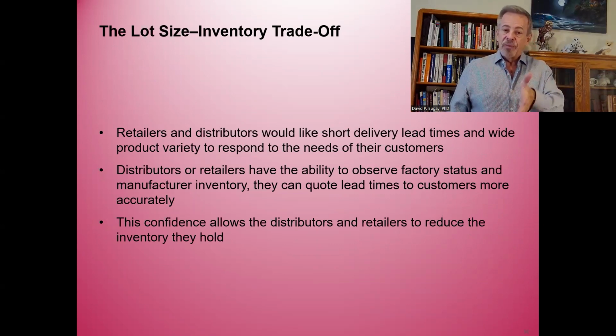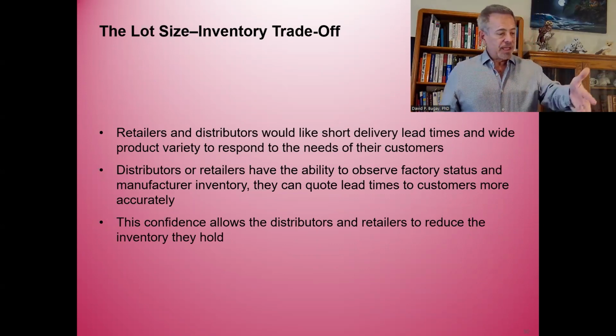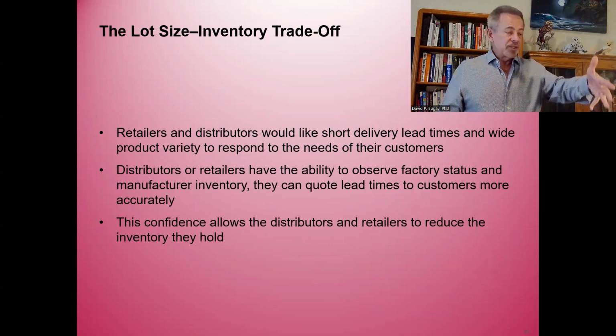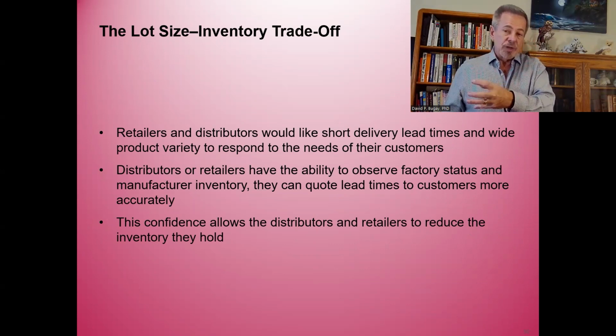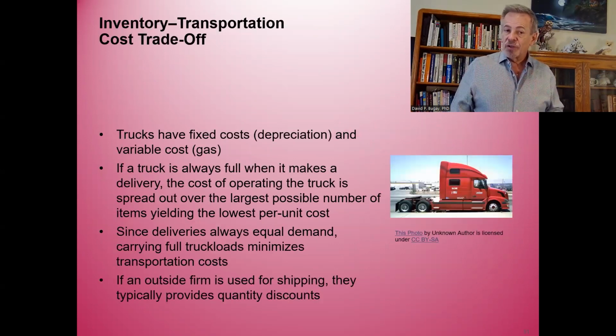Distributors and retailers want to make certain that factory status and everything else is fine. And they want to make certain that things roll off that assembly line, then boom, it goes right to one source and they can possibly do that. They really have conflicting goals.